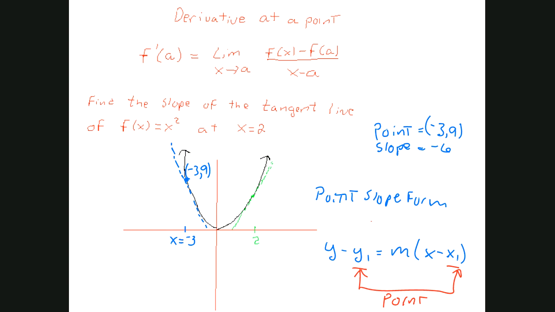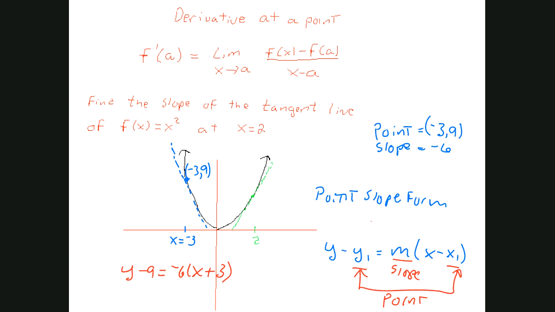And this is my slope. If I'm going to write my equation, y minus 9 is equal to -6x plus 3. That is how we write equations in this class. We write them in point-slope form. Why? Because it's so much easier than writing them in slope-intercept form.